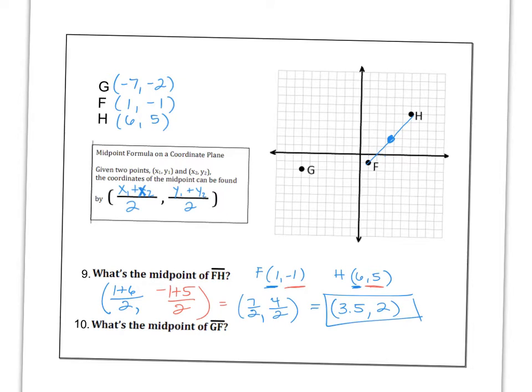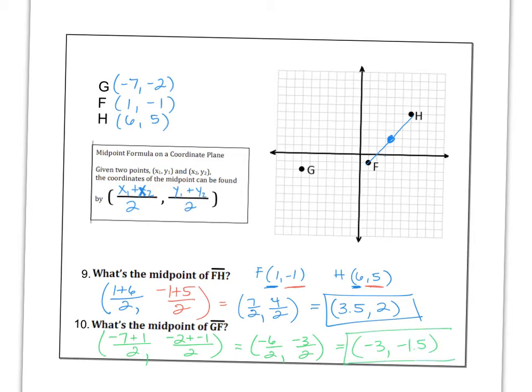So take the x values of G and F. So you should have taken -7 plus 1 divided by 2. Then take the y values for G and F. So that's -2 plus -1 and divide by 2. Add them together, divide by 2. In this case, we get -6 divided by 2 and -3 divided by 2. If I simplify that, it is -3 comma -1.5.